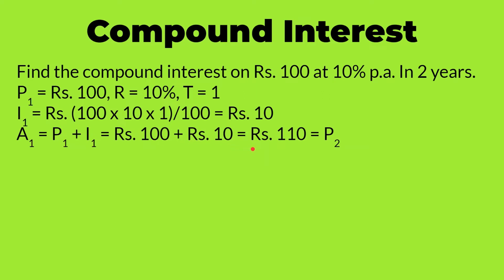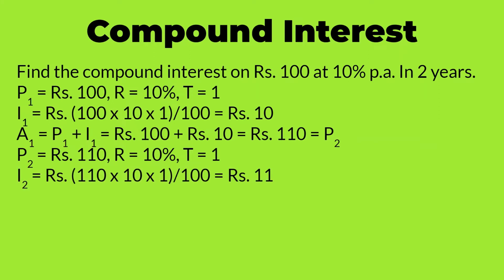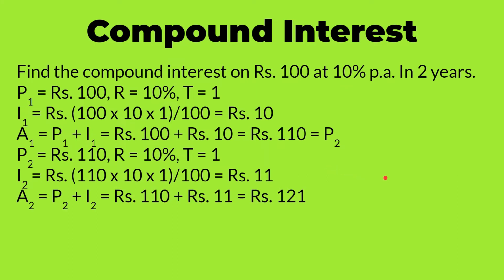So P2 is equal to 110, rate is equal to 10%, T is equal to 1. Again the same process, I2 is equal to rupees 110 into 10 into 1 upon 100 is equal to rupees 11. So our amount at the end of second year A2 is equal to P2 plus I2, which gives us 110 plus 11 rupees, that is 121 rupees. So this is our final amount and not the final compound interest.